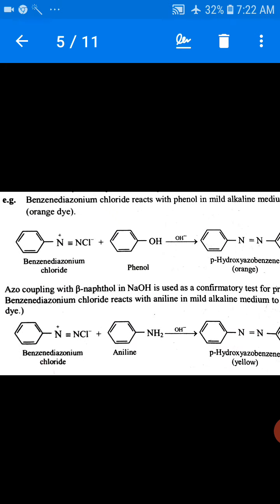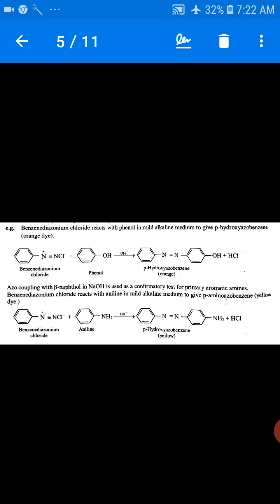Again react with aniline, that is NH2 attached to benzene ring in mild alkaline medium. Here again removal of HCl, hydrogen from aniline and chlorine from benzene diazonium chloride. Then there is the formation of para-hydroxyazobenzene, which is the yellow dye. Both the aromatic rings joined by the azo group.